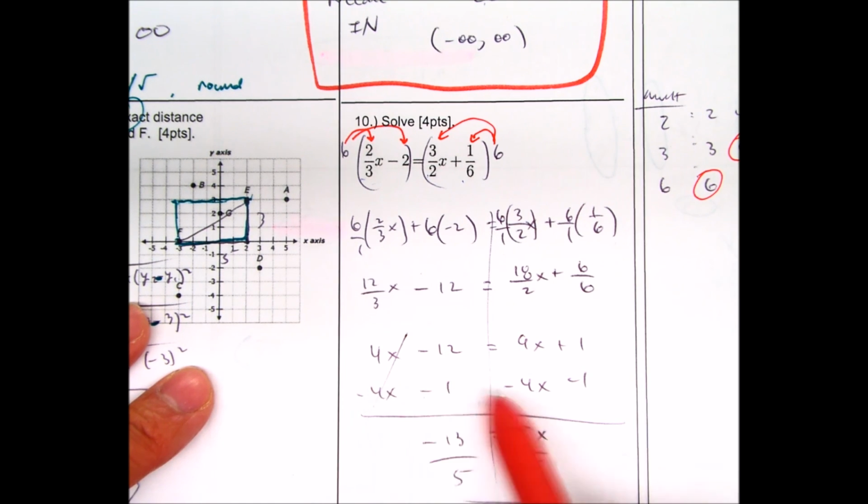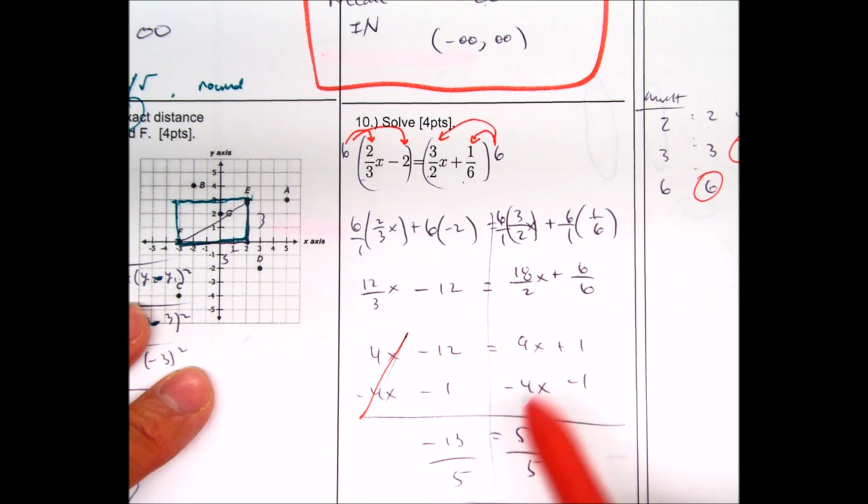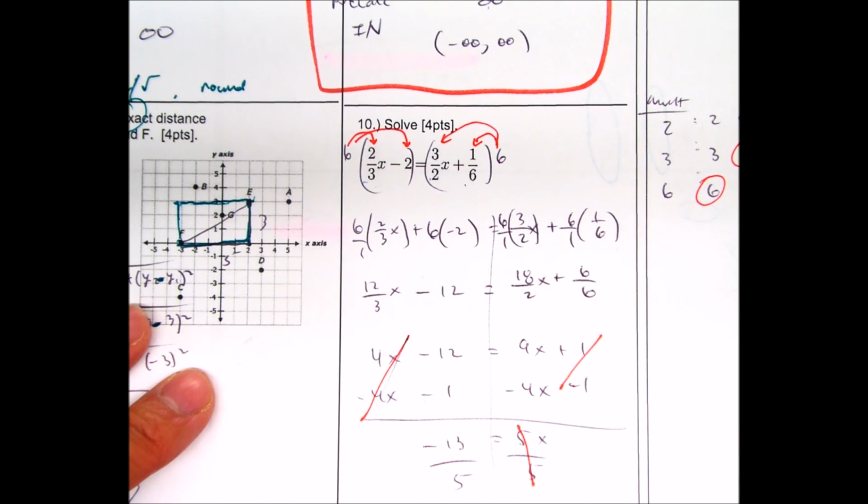If I subtract 4x from both sides, this will equal 0. You're left with 5x, subtract 1. You're left with negative 13. Divide by 5. That equals 1. X is equal to negative 13 over 5.